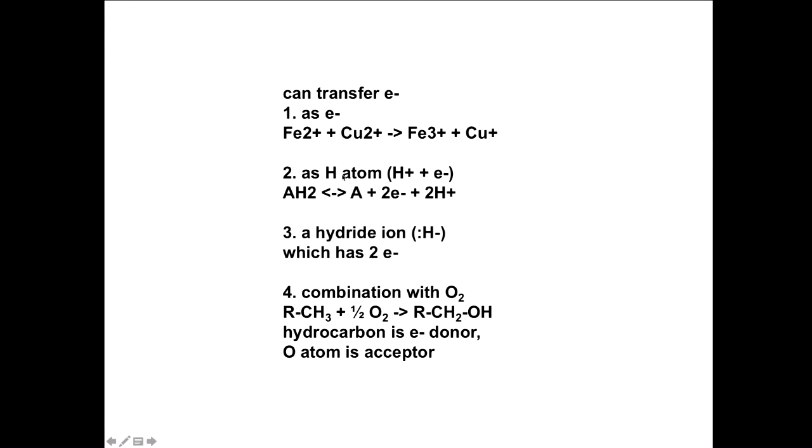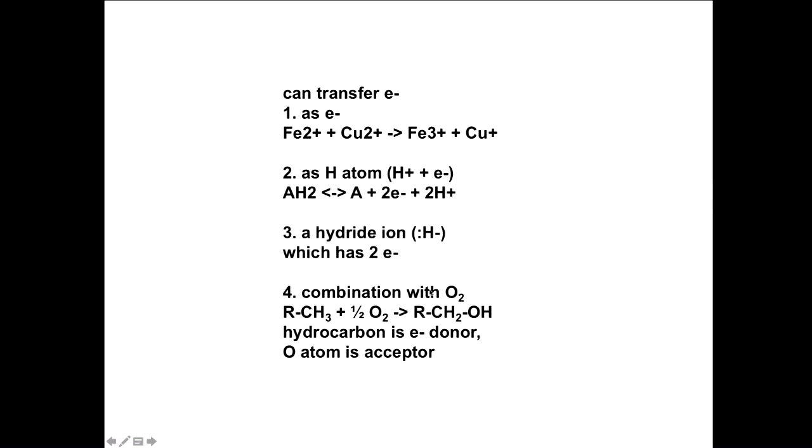Or we can move a hydrogen atom, so a proton and an electron. So here's some compound. We're moving some protons and some electrons. Okay? Or the hydride ion, again, there's 2 electrons and 1 proton.